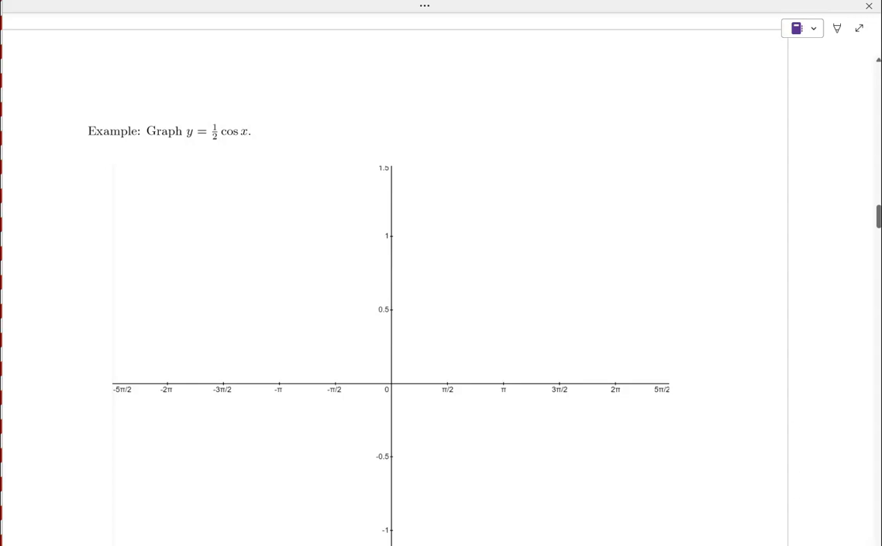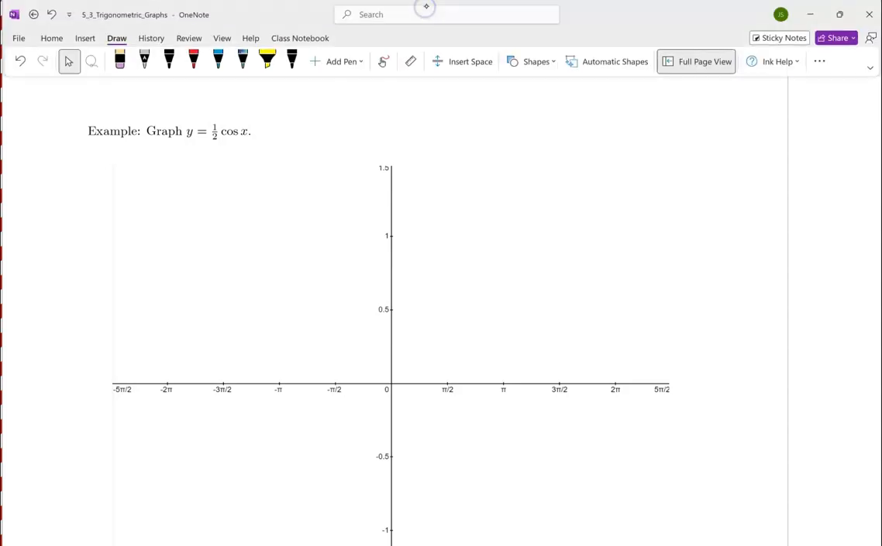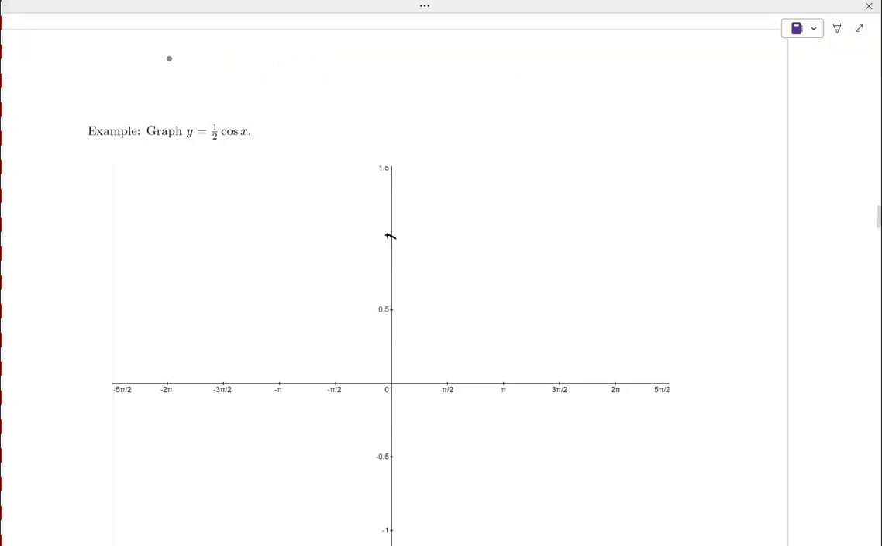What's going to happen with this one in your next example? It's going to shrink it vertically, right? We'll multiply everything by a half. So again, if we start with our cosine graph, which starts up at that y-intercept of 1, goes up, goes down, goes back. I notice I changed the scale on this one.